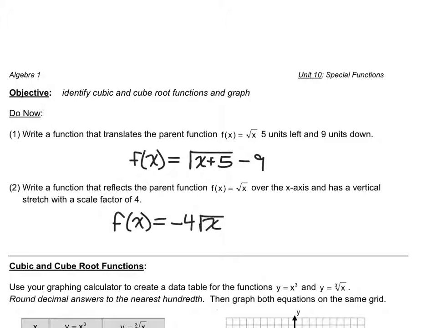Good, good. Yep, we got the reflection, the vertical stretch with the scale factor of 4, so everything that we need. No translations involved, so we wouldn't expect a plus or minus involved.